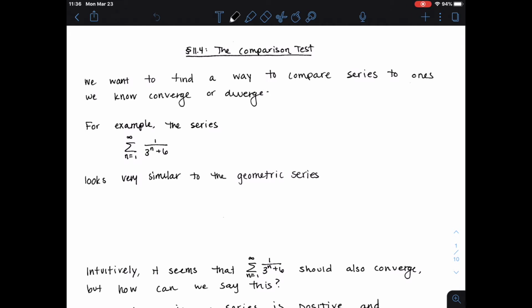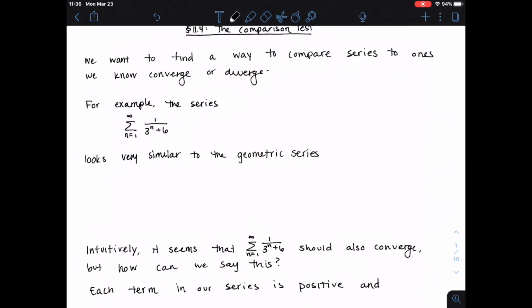So we want to be able to find a way to compare these two types of series we know nice criteria about, the p-series and geometric series, and we want to compare what we have to those that have the nice criteria to be able to determine if they're going to converge or diverge.